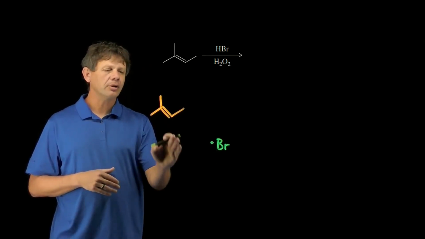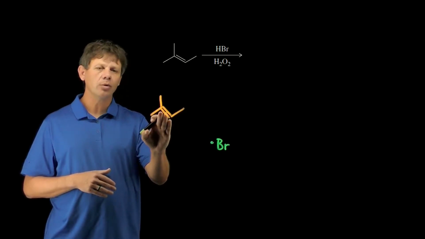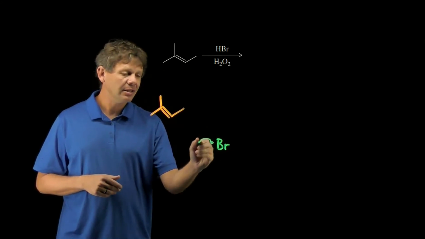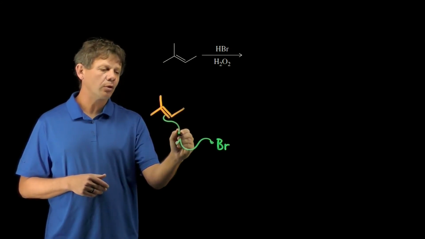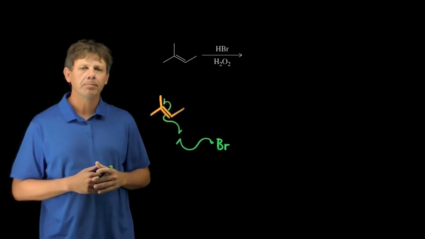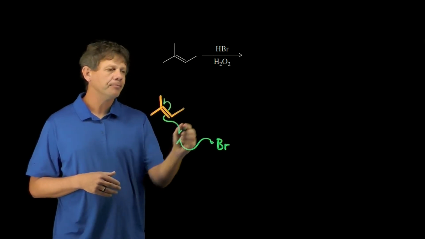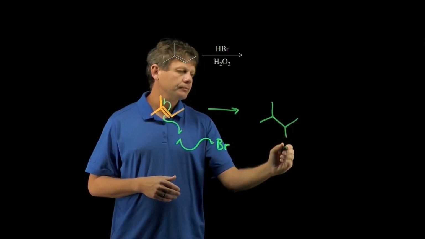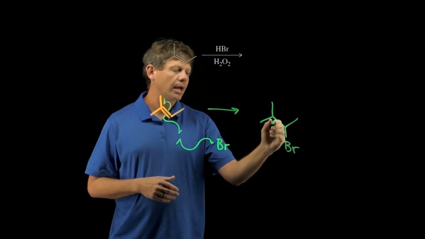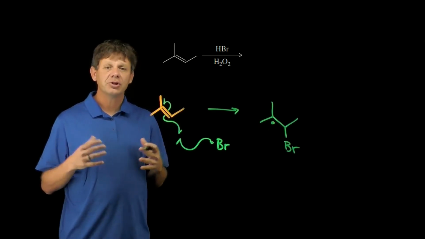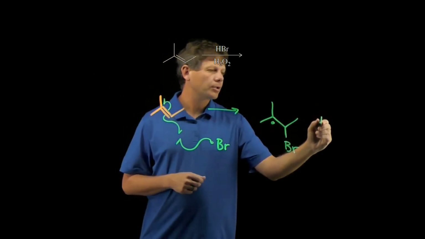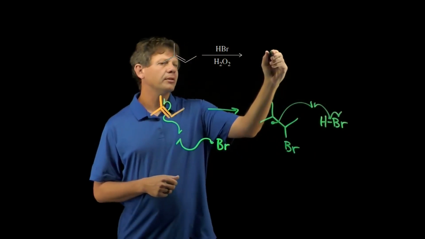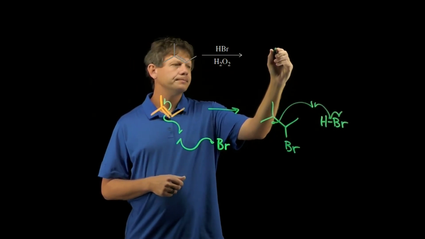This bromine radical can add either at the secondary or the tertiary carbon of the alkene, and that selectivity is, as always, going to be based on forming the most stable product or the most stable intermediate. In this case, the intermediate that will form will be a tertiary radical. That tertiary radical will then react with the molecule of HBr to give us the final product.